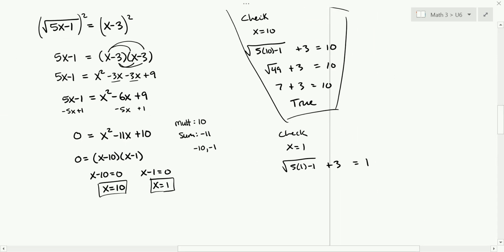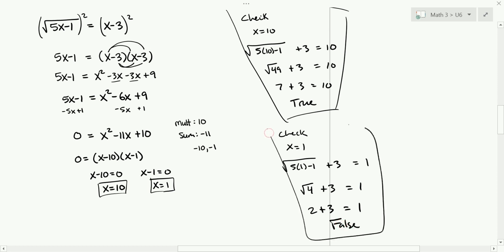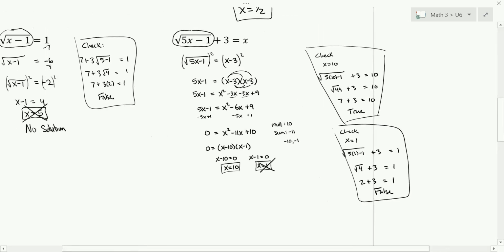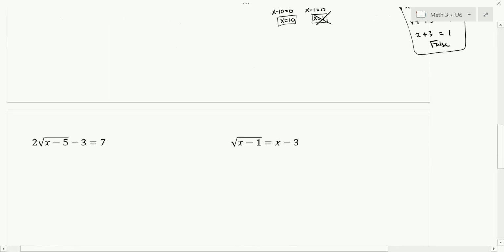So 5 times 1 minus 1 is 4. So this is the root of 4 plus 3 equals 1, or 2 plus 3 equals 1. We see that's false. So we need to throw out that solution. That's what we call an extraneous solution. We can only keep the x equals 10. So sometimes you'll have a quadratic and you have to use the factoring or the quadratic formula for that.